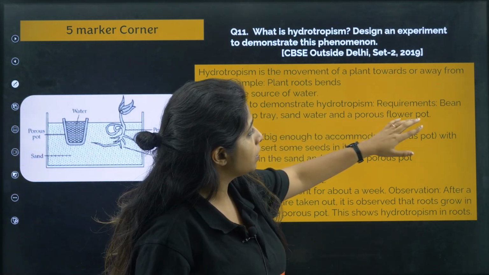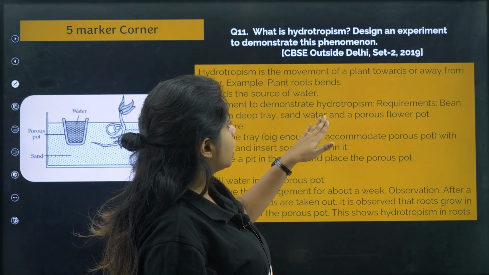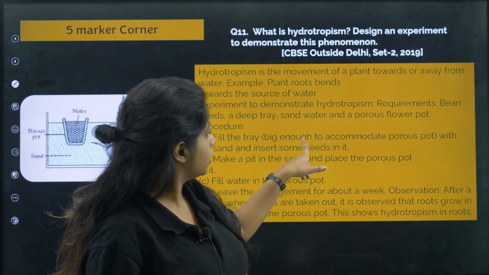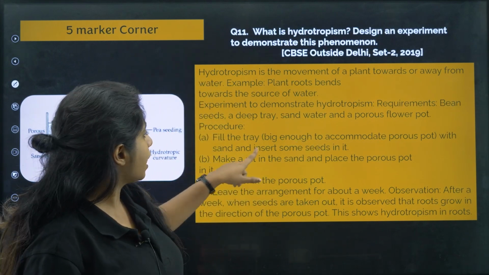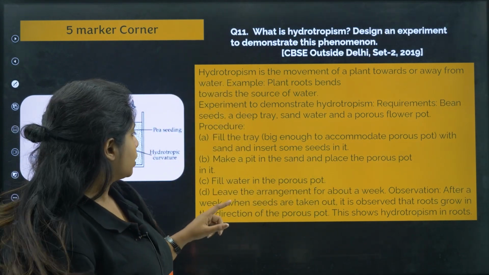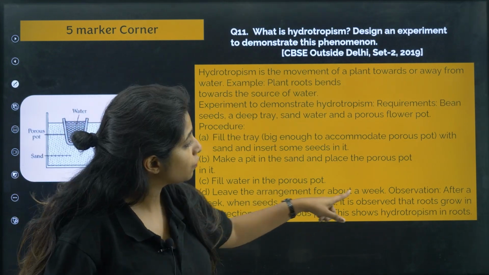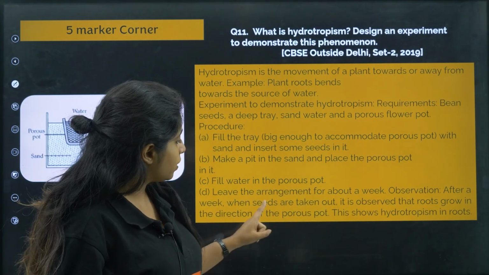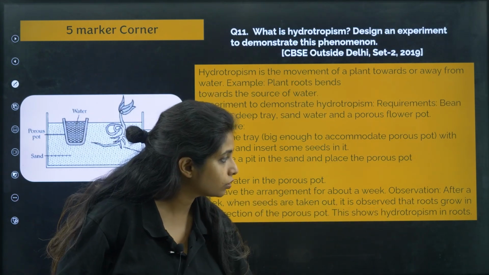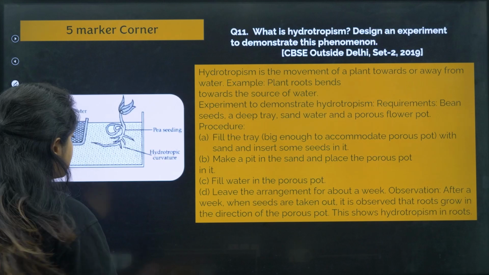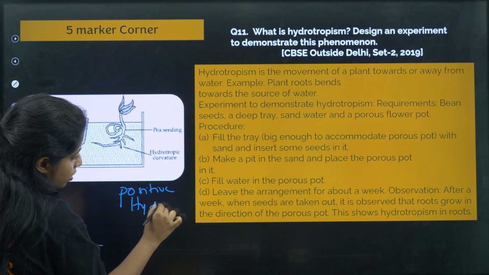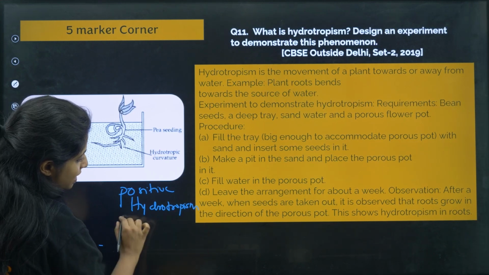Experiment to demonstrate hydrotropism. Requirements is what? Bean seeds, a deep tray, sand, water, and a porous flower pot. Fill in the tray big enough to accommodate porous pot with sand and insert some seeds in it. Make a pit in the sand and place the porous pot which has water in it. Okay, then fill water in the porous pot, leave the arrangement for about a week. Observation is that after a week, when seeds are taken out, it is observed that roots grow in the direction of the porous pot. This shows hydrotropism in root. And what type of hydrotropism, my dear children? To be specific, positive hydrotropism.